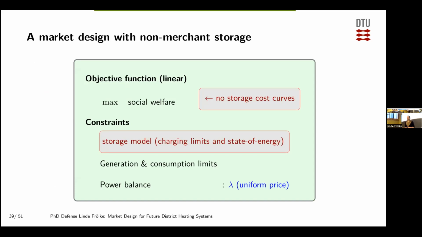The market design that we're looking at here has a linear objective function, which is to maximize the social welfare. And we emphasize here that we're not including any cost curves for the storage. As constraints, we have a storage model that I will specify in the next slide, as well as generation and consumption limits and a power balance. The dual variable related to the power balance is the uniform price that we are using in the market. This price is also used to remunerate the storage. So the storage pays this price when it's charging and is paid this price when it's discharging.